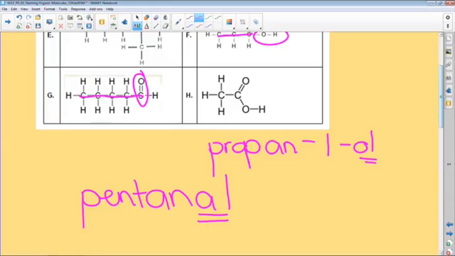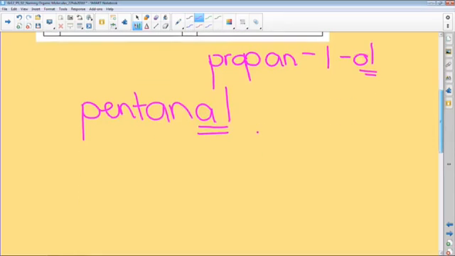And then the last one, we've got the COOH there. It's only 2 in the group. So this one, 2 makes it eth. So it's ethanoic acid, 2 words. Okay?